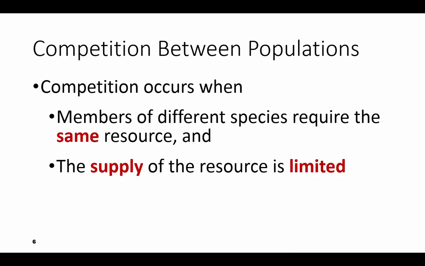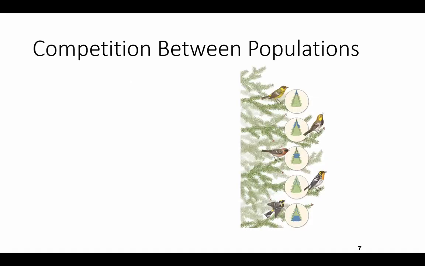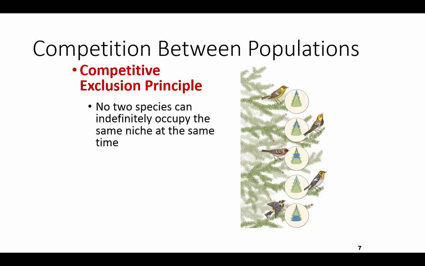Competition happens when members of different species require the same resource, and that supply of that resource is limited. The competitive exclusion principle states that no two species can occupy the same niche at the same time. And you see here we've got all these different birds that are in that fir tree there. Resource partitioning happens where the resources are divided out to decrease the competition.